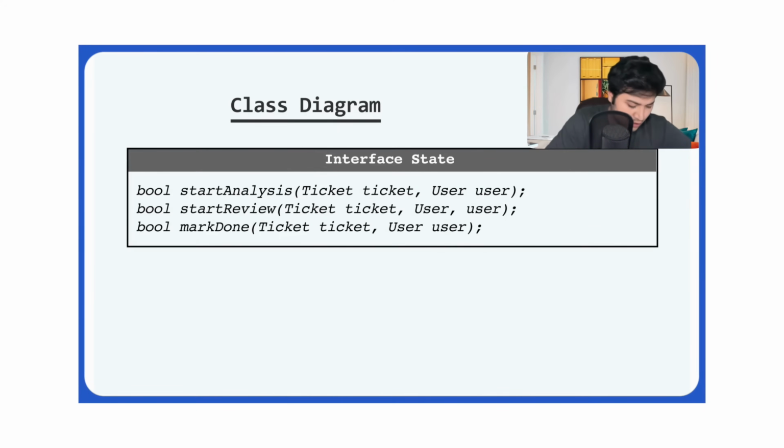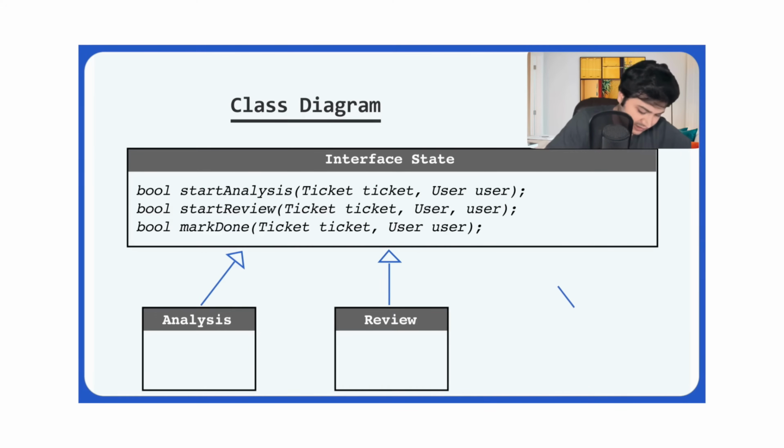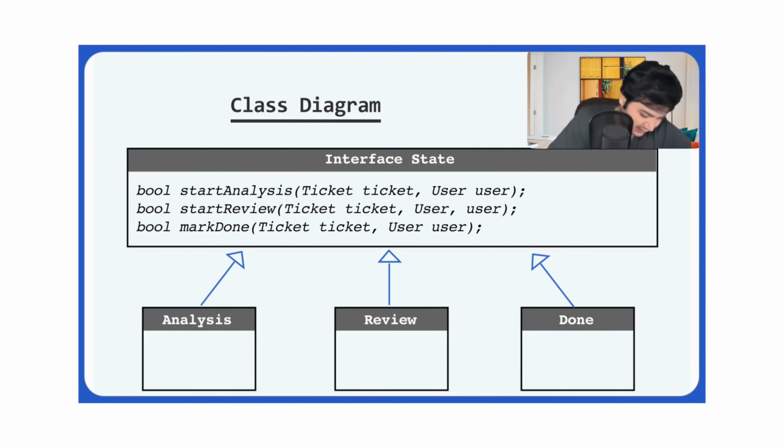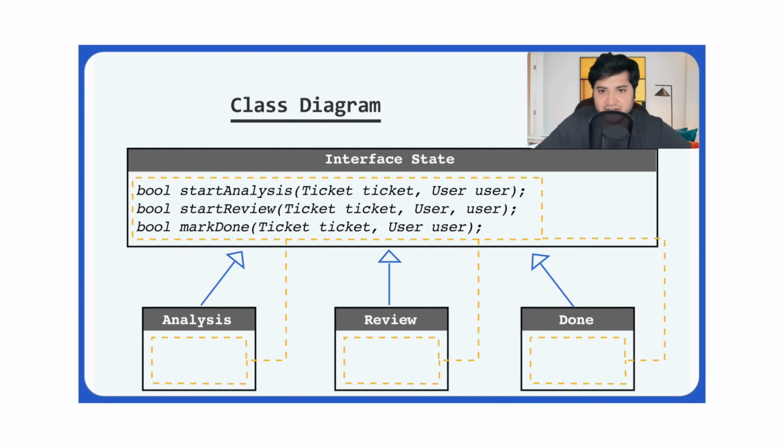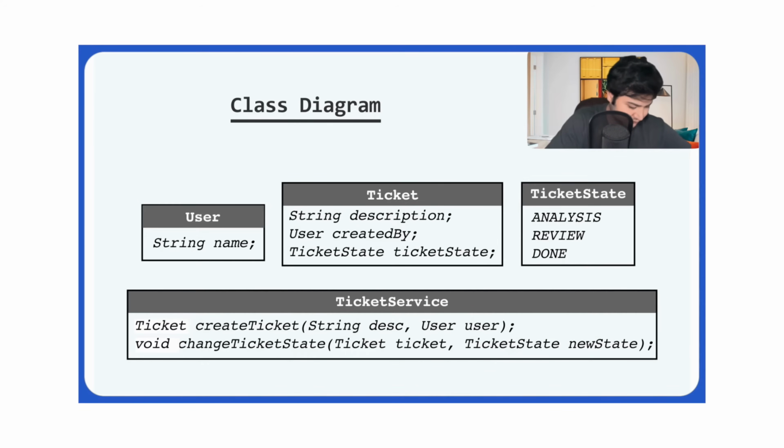Okay, so now what we do is we have concrete states that will implement it. This is the UML symbol for implementing, right? So the first state is analysis, other one is review, and the last one is done. And of course, since all of them are going to implement it, all three states are going to implement these three functions differently, right? Which enhances single responsibility principle. So now if we look at the class diagram fully, we had this user.